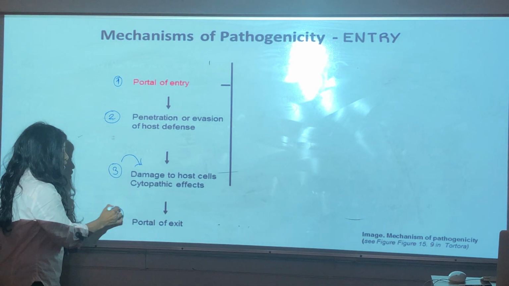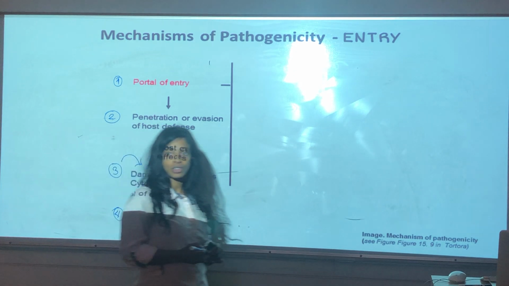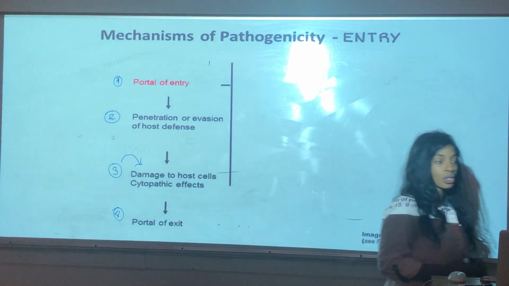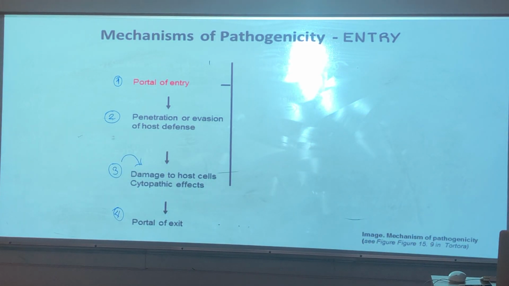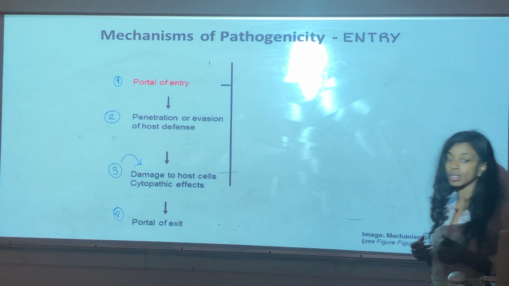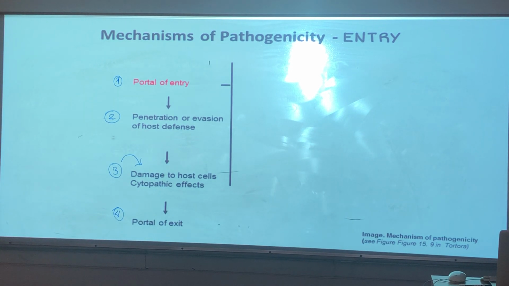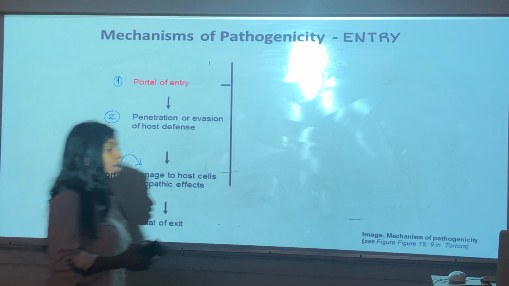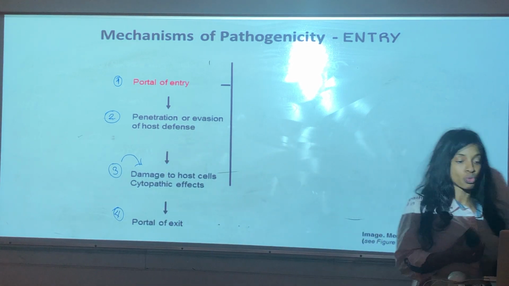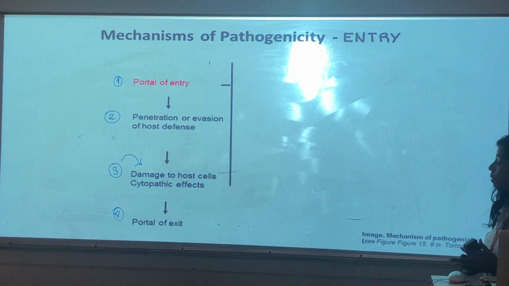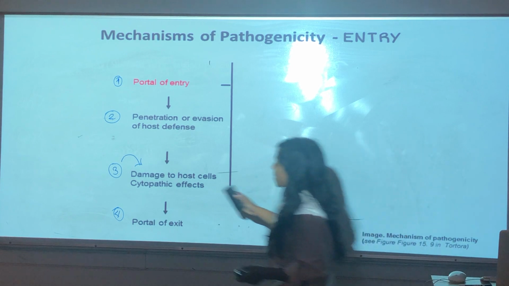And then the 4th will be the portal of exit, right? So this is what the microorganism is using in order to harm their host. It is a mechanism, and as I mentioned, generally these microorganisms use similar methods in order to harm their host. Right, so 1, again, they get in, they cause damage, and then many of these microorganisms will exit. And we'll talk about these strategies and what they are.